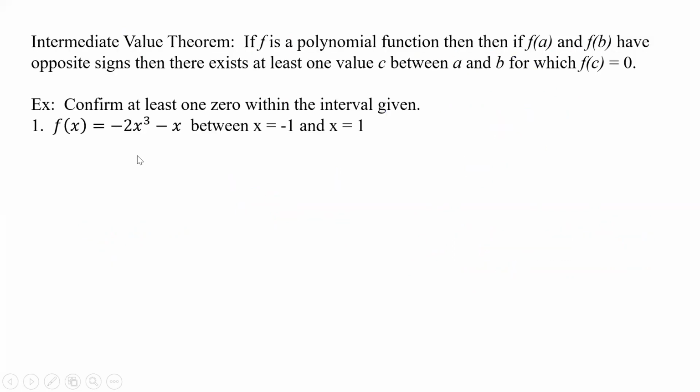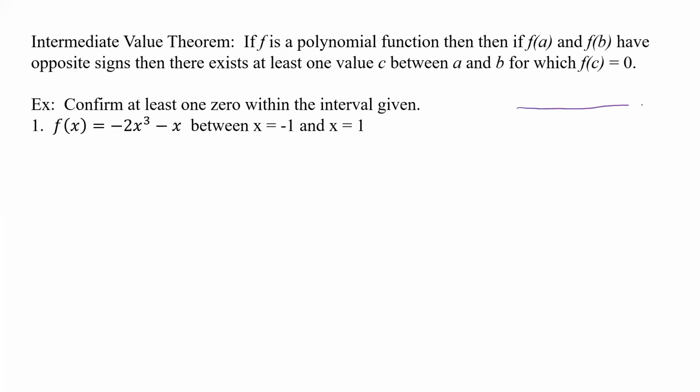All right, so now we're going to do the intermediate value theorem. And so this is something that once we get to a little bit later here in the section, we can use our calculator, and it's going to be using the intermediate value theorem to help us here, okay? So intermediate value theorem: if f is a polynomial function, which was what we're looking at now, then if f of a and f of b have opposite signs, that means there's going to be at least one value c between a and b for which f of c is equal to 0.